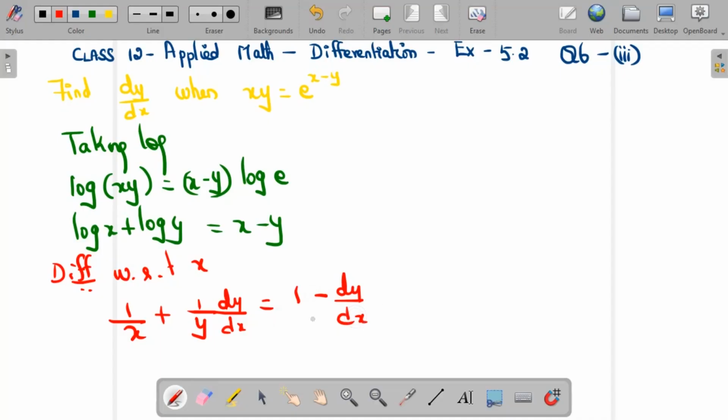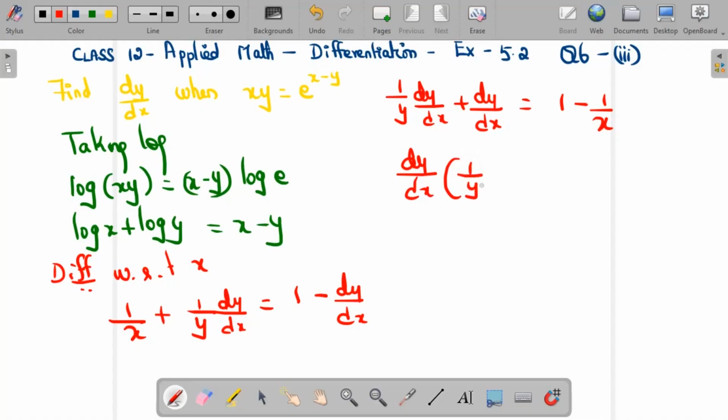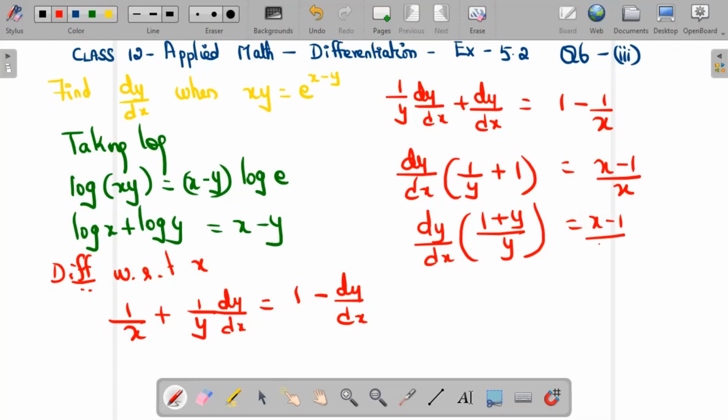In the next step, we are going to collect all the dy by dx to the left side. So it is 1 by y dy by dx plus dy by dx is equal to 1 minus 1 by x. I'm taking the dy by dx outside. So dy by dx into (1 by y plus 1) is equal to, I'm taking LCM here, so it is (x - 1) by x. Now in this case also I'm doing the LCM. So dy by dx into (1 + y) by y is equal to (x - 1) by x.